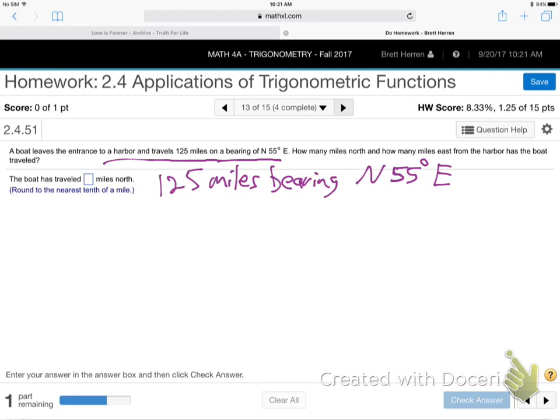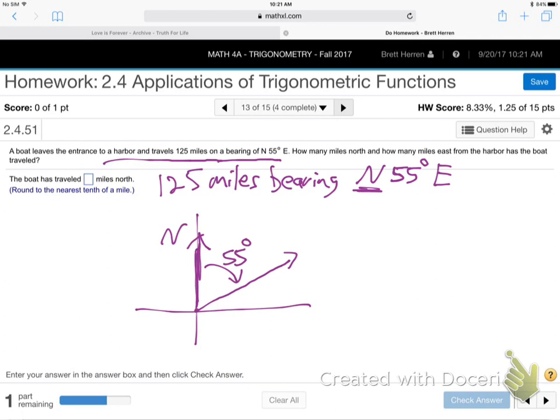Go ahead and draw. What do I mean by draw? If you have a kind of coordinate system, north 55 degrees east, you first go north, that's straight up. And then you go from north 55 degrees towards the east. So that would be about here. That's 55. It's a little more than half, because 45 is half of 90, but it's a little more than half to the right, to the east.